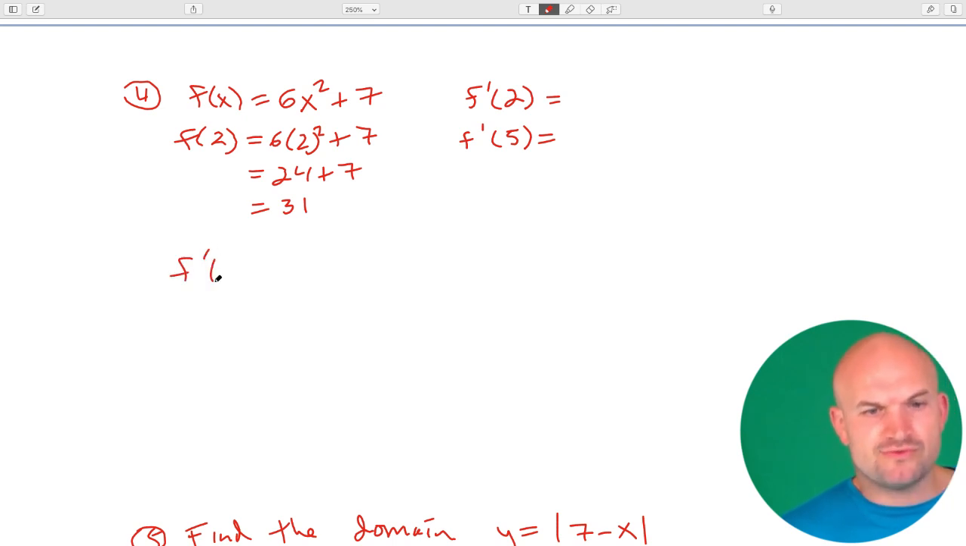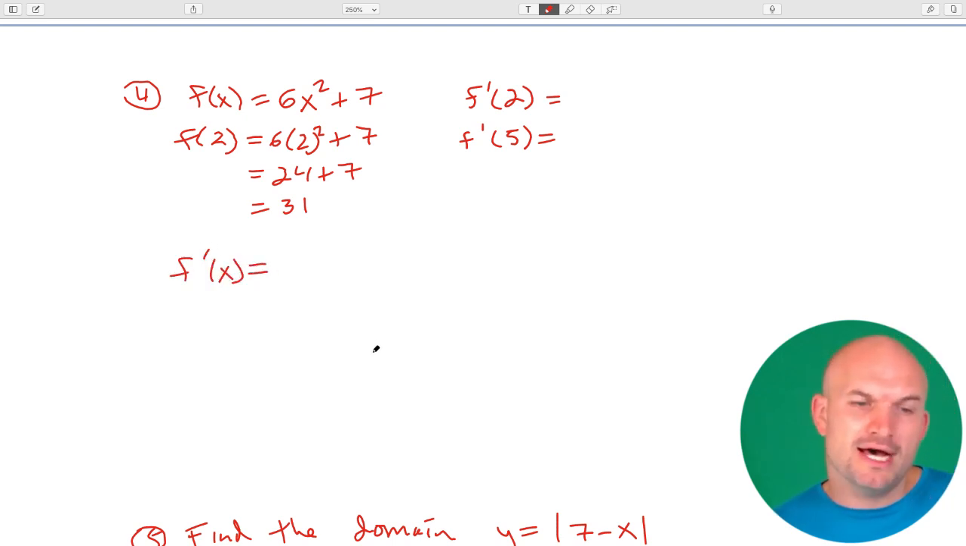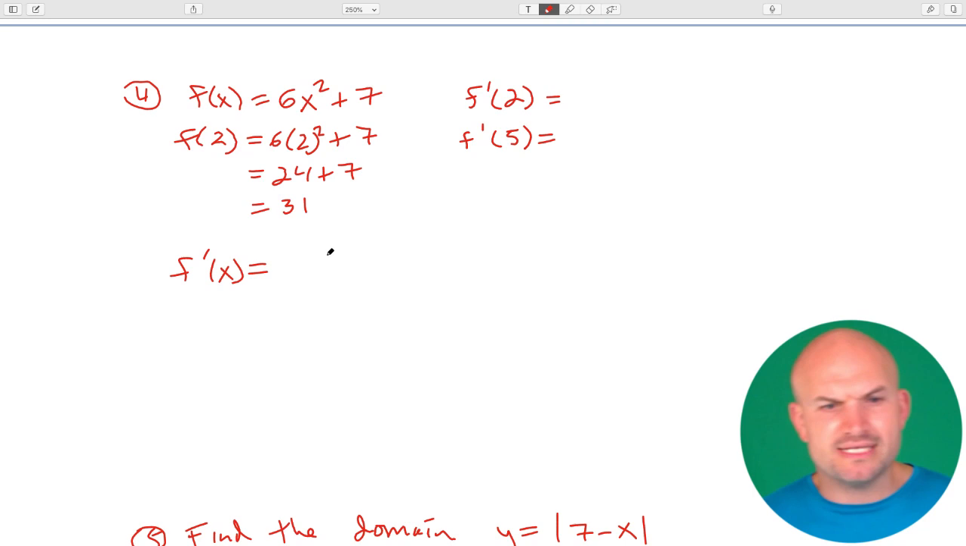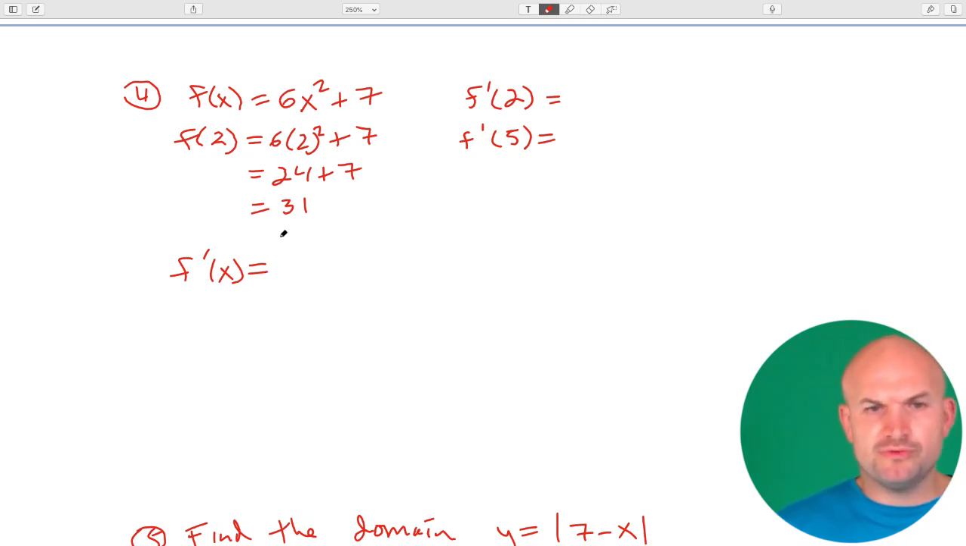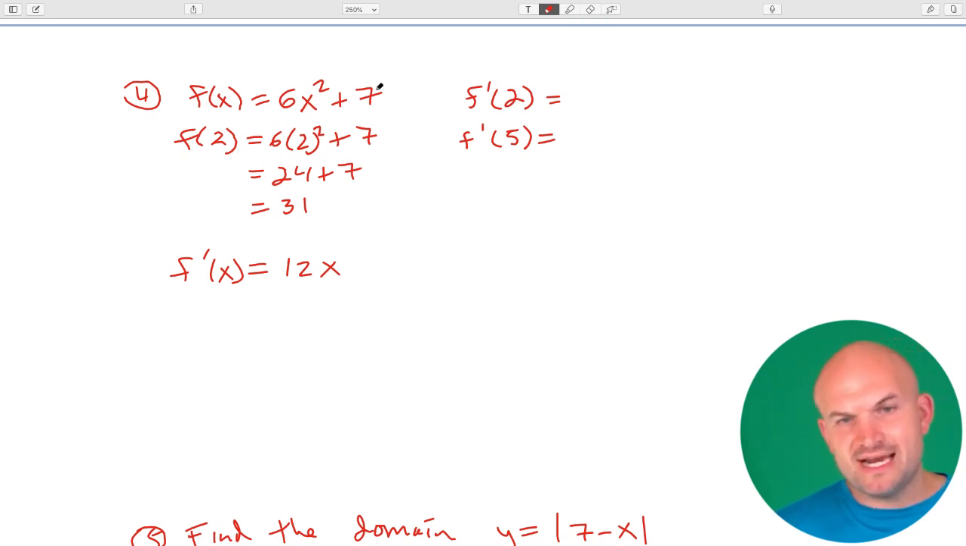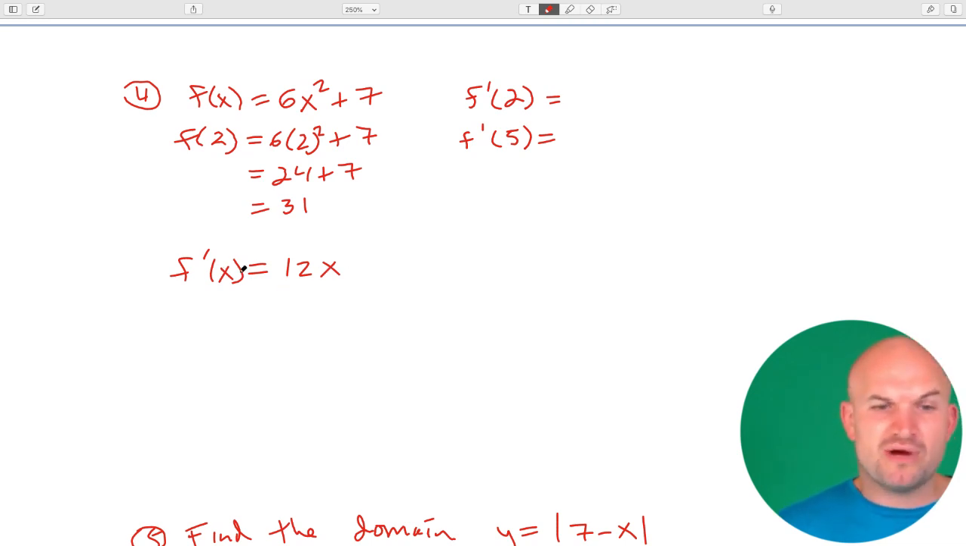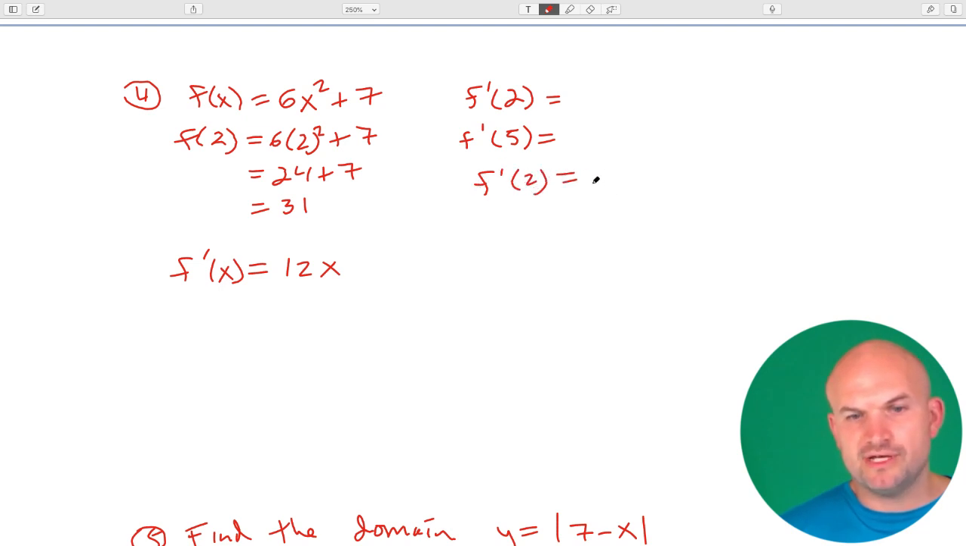So we need to figure out what f prime is. In this example, it's relatively basic. Once you're out of calculus, this is something you're going to remember. It's usually using the power rule: you take the power and multiply it by your coefficient. So in this case, we're going to have 12, and then you subtract 1, giving 12x. 7 is a constant, so that's going to go to 0. Therefore, our f prime is simply 12x. To find f prime of 2, we plug in 12 times 2, which equals 24. And f prime of 5 is 12 times 5, which is 60.